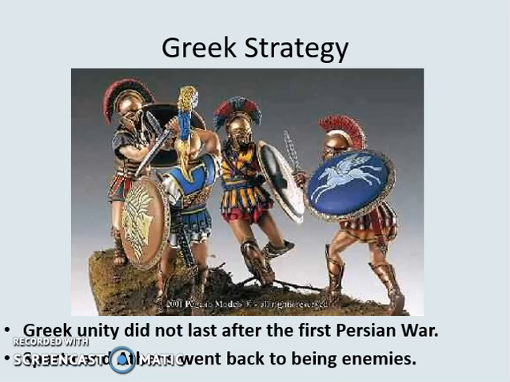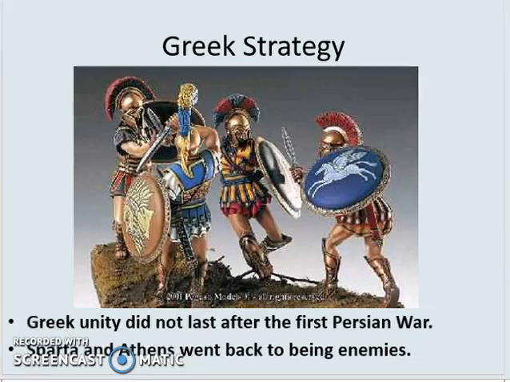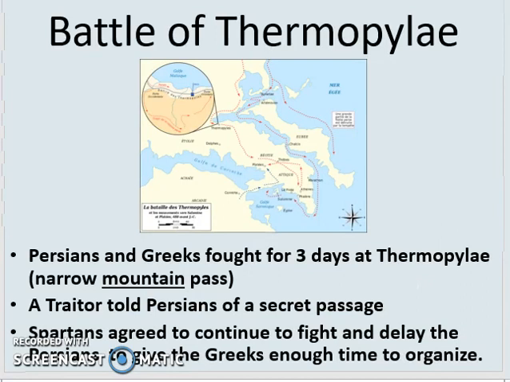After the First Persian War, the first section of the war, Greek unity really didn't last very well. Sparta and Athens went back to being enemies, and so this is going to cause some issues in terms of defense against the Persians. Which takes us to the Battle of Thermopylae. Now, if you have ever seen the movie 300, the Battle of Thermopylae is what the movie 300 is based off of. It's just this one battle.